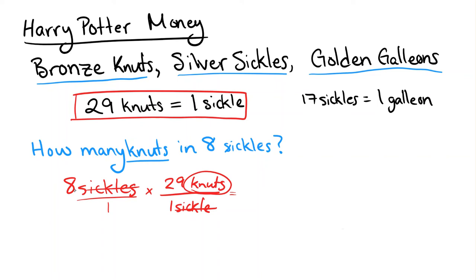So what we've got is our units on top canceling out with the units on the bottom, because if I take sickles times knuts divided by sickles, sickles divided by sickles cancel out, and we're just left with 1. So then 8 times 29 is 232, and the unit we're left with is knuts.